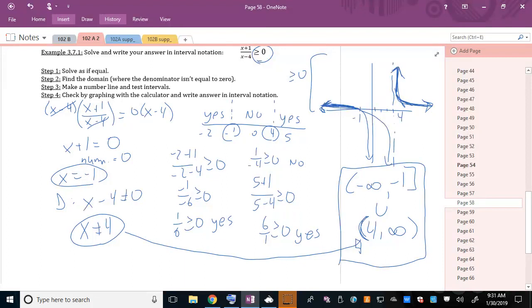Now, these are less predictable than our other inequalities simply by the nature of them being rationals. So I always recommend get a picture. That picture will hopefully help you see clearly where it is and is not greater than or less than 0, depending on what we're looking for.